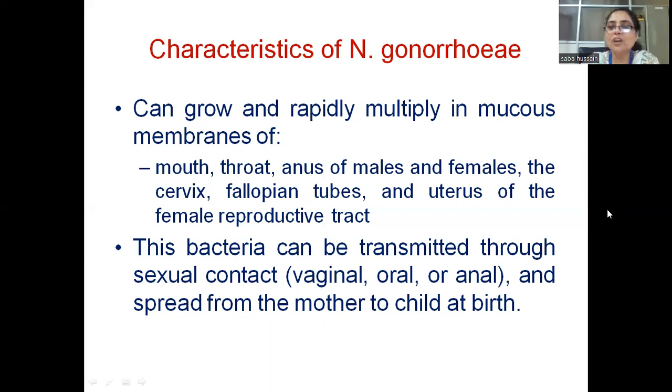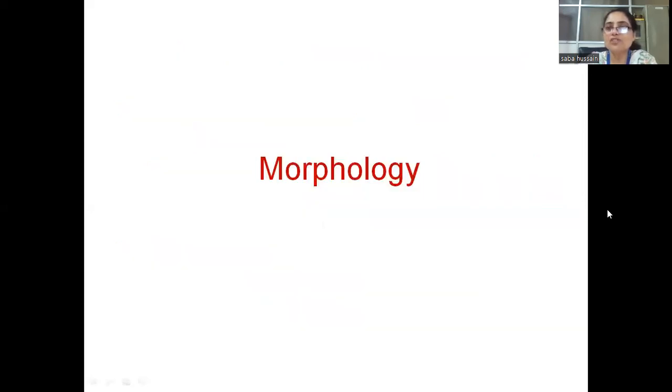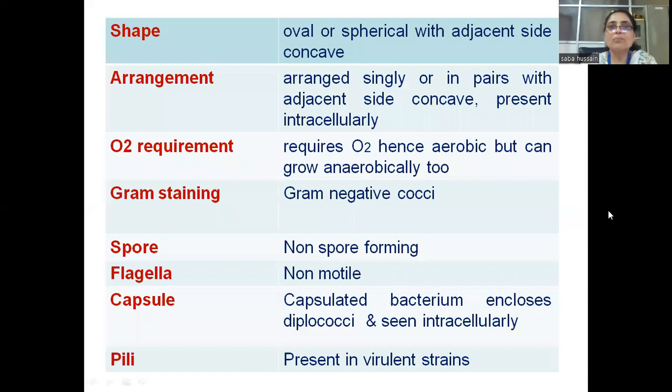In this video, we are going to discuss the morphology. So coming to morphology: shape is oval or spherical with adjacent sides concave. I'm going to show you that shape also. While it's arranged singly or in pairs, usually it's a diplococci, present in pairs, with its concave sides adjacent towards each other. I'm going to show you this in the diagram. It will be more clear.